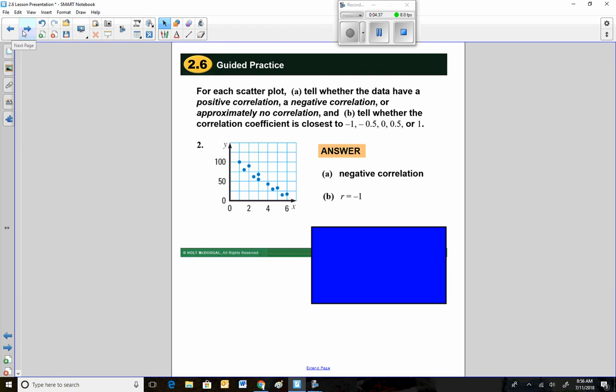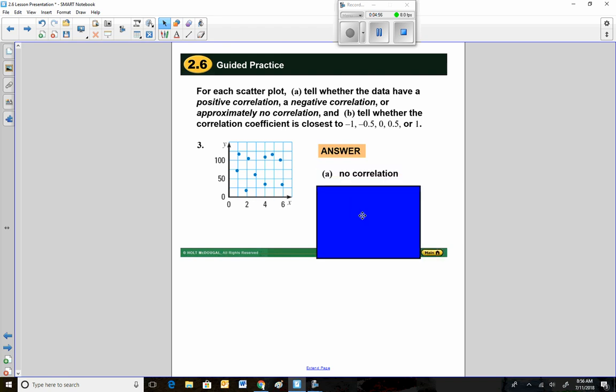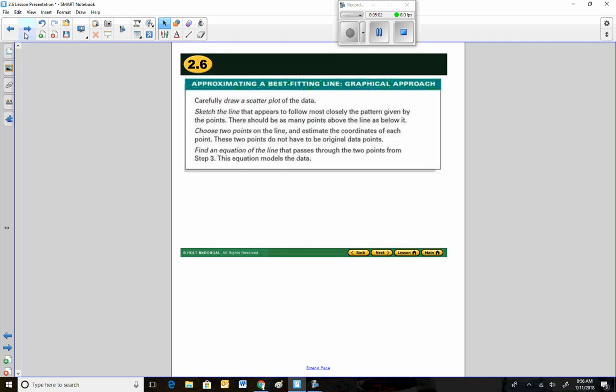All right. One last one for you guys to try out. Check out this scatter plot and decide what correlation it has and if it's -1, -0.5, 0, 0.5, or 1. Pause your video. Welcome back. Let's see how you did. This is no correlation. They're scattered all over the place, and the r would be 0 when there's no correlation.